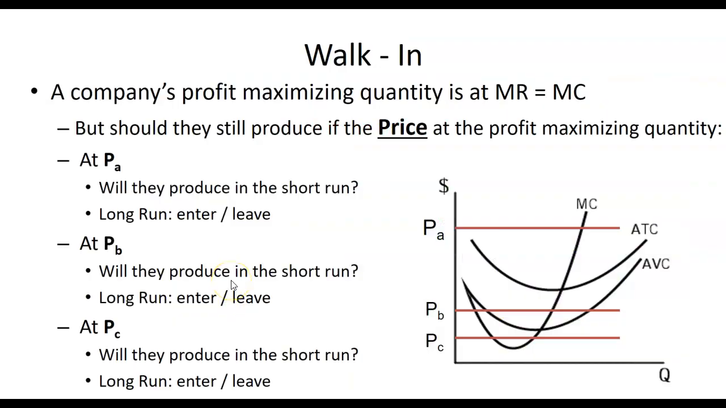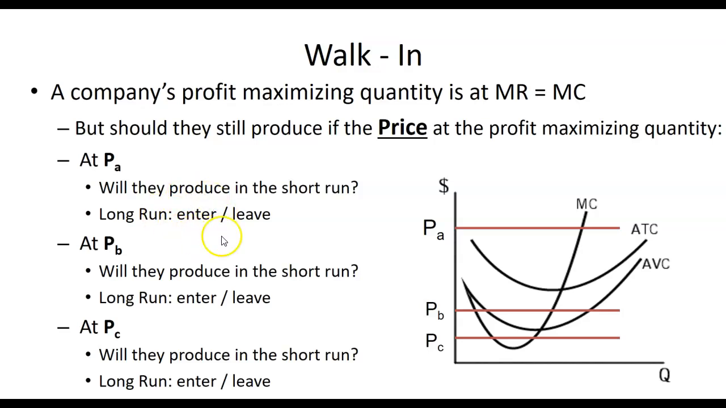All right, so first thing you want to do, just practice. I have three different prices, PA, PB, and PC, and there would be a supply and demand industry graph next to us, but I want you to practice. At PA, will they produce in the short run? Answer, yes. They're producing at a profit maximizing MR equal to MC, because demand is equal to price, and demand is equal to marginal revenue in perfect competition. So they're producing at a profit, and in the long run, firms would enter into the market.